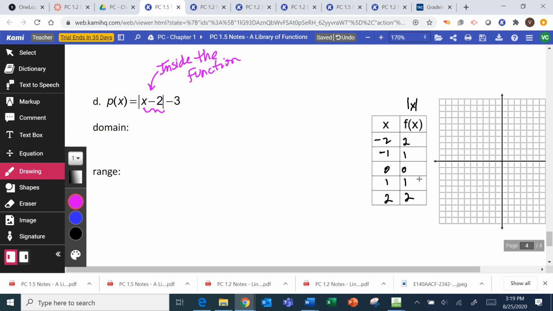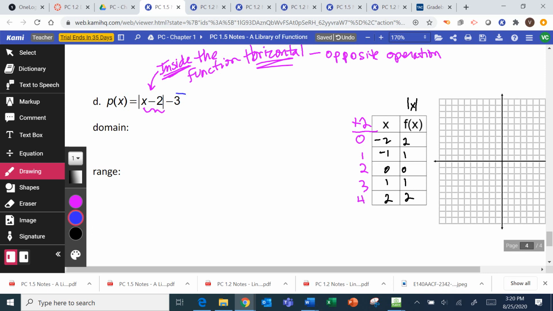And anything that is inside the function is going to be horizontal. That affects the input. Inside is affecting the input, the x values, the horizontal. And anything horizontal, we do the opposite operation. In my table, to the x values, the horizontal values, because this says subtract 2, I'm going to add 2. I'm doing the opposite operation. 0, 1, 2, 3, 4.